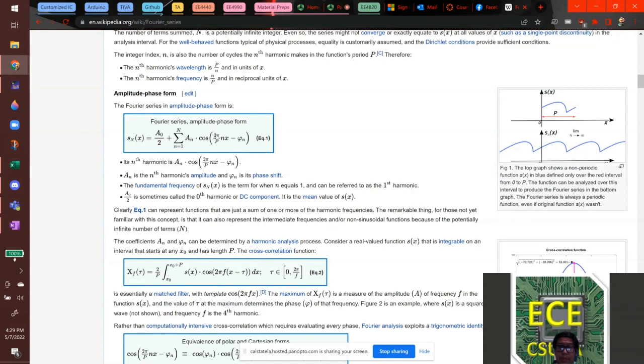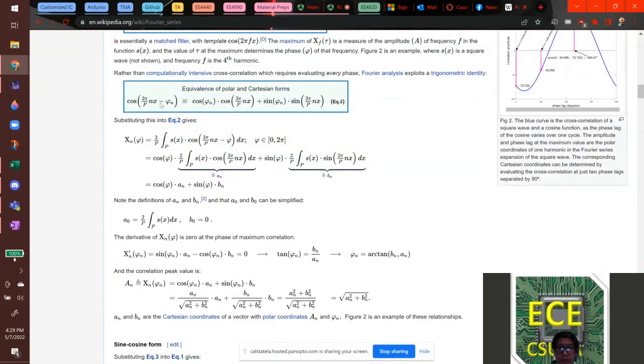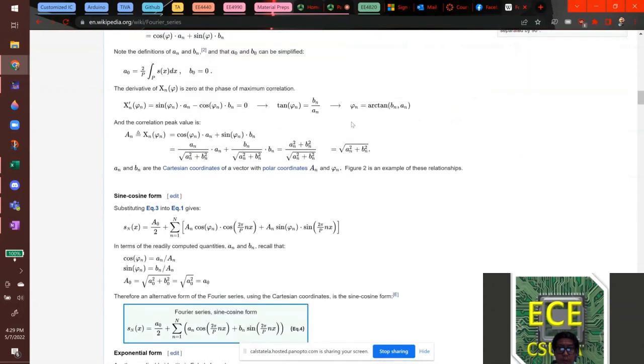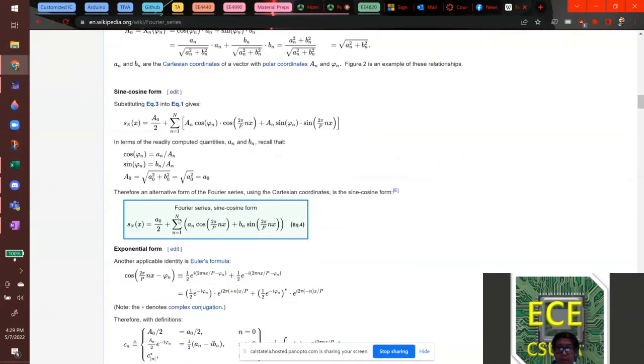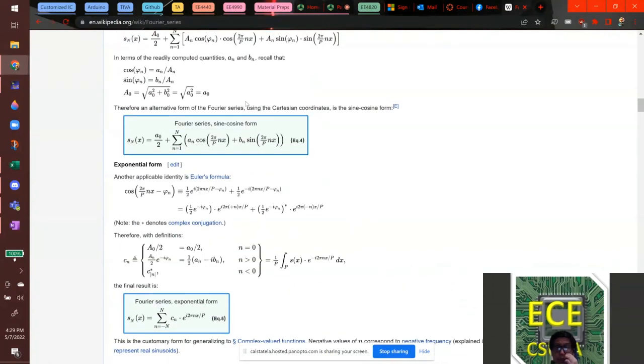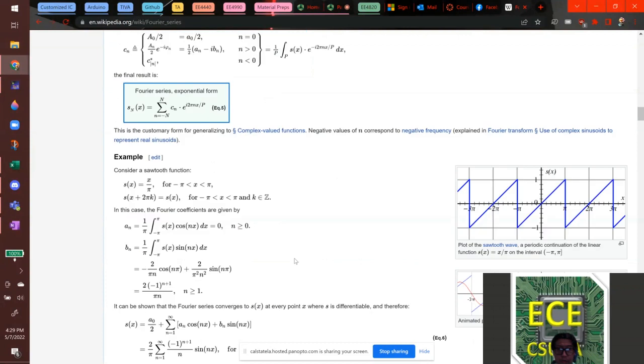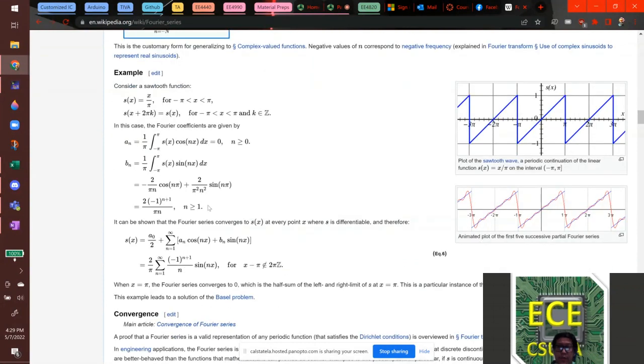We can use the amplitude phase form. We can convert between Cartesian and polar. We can use the sine and cosine form, and we can use the exponential form. When it comes to constructing any kind of periodic waveform, the sine and cosine form would be the best for this situation. However, if we're just talking in general about the Fourier series of something, it would be best to use the exponential form. And here are just a few examples.